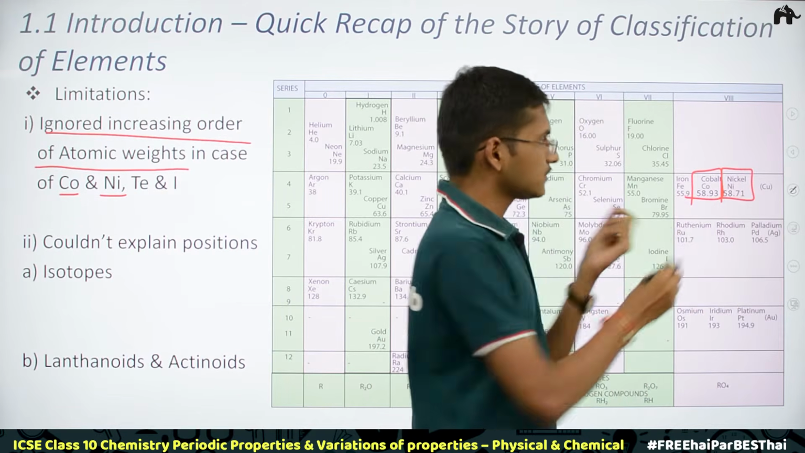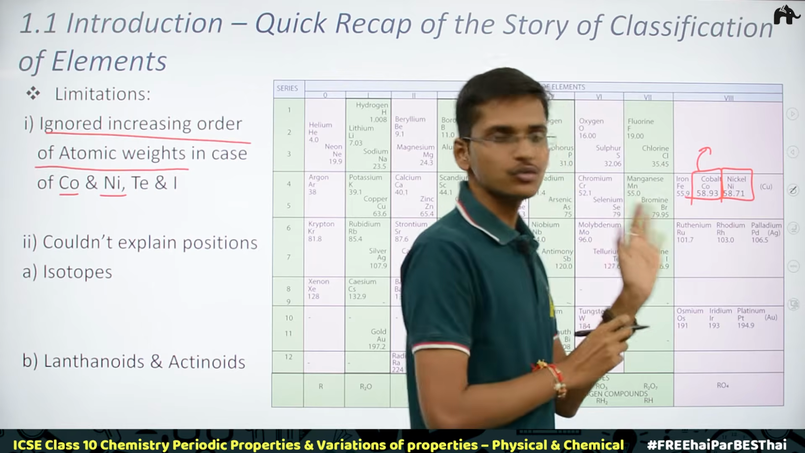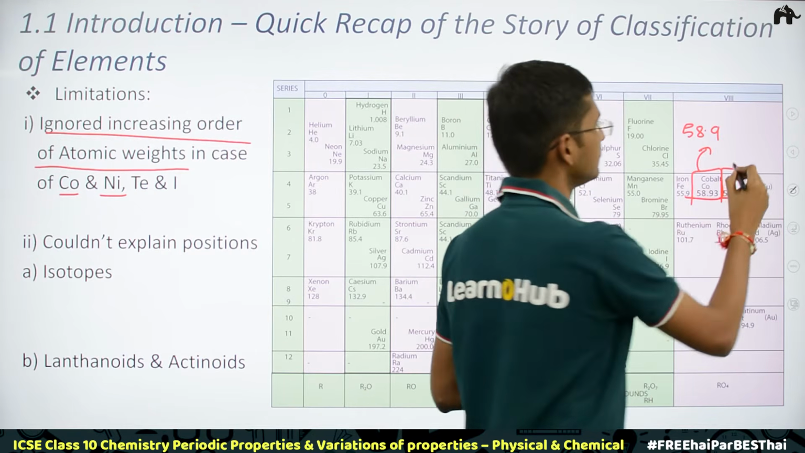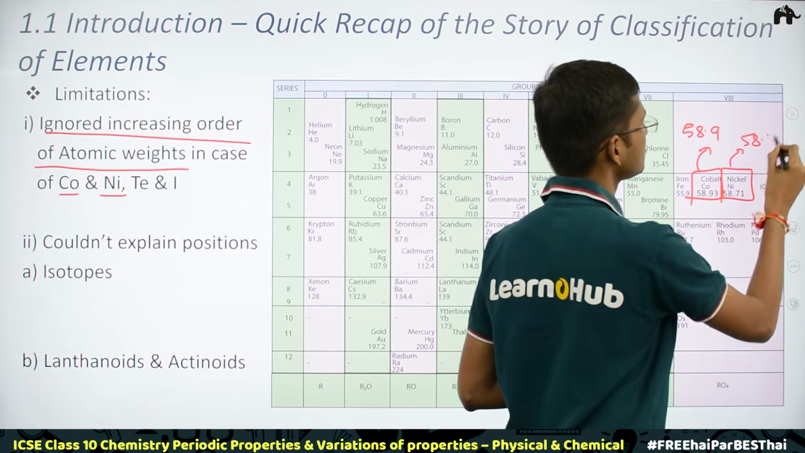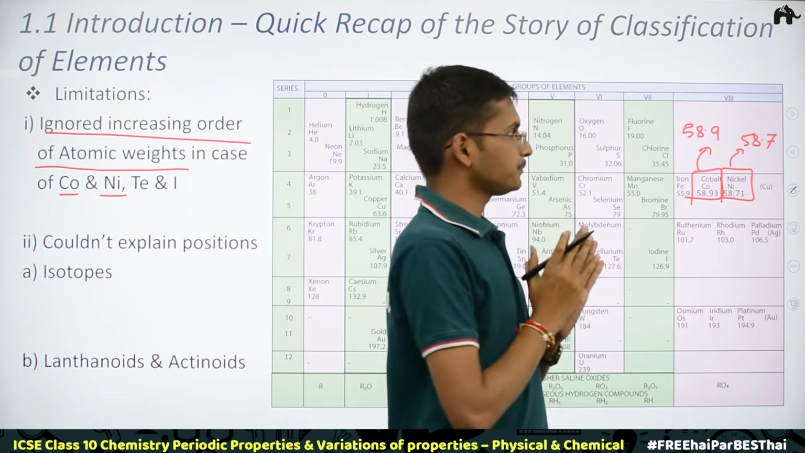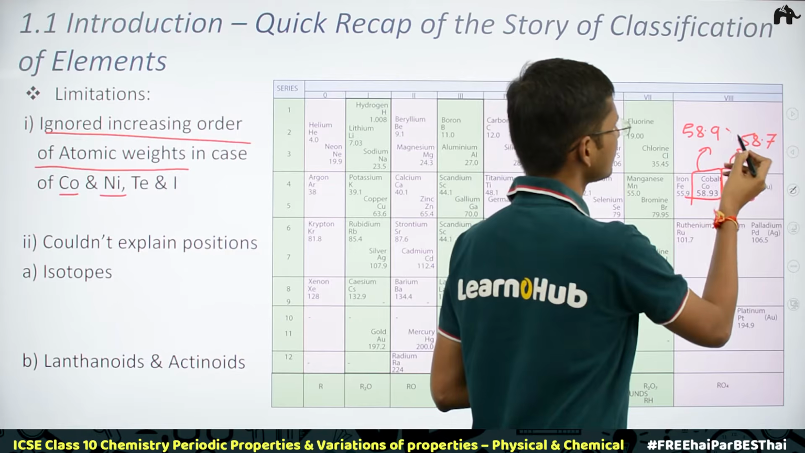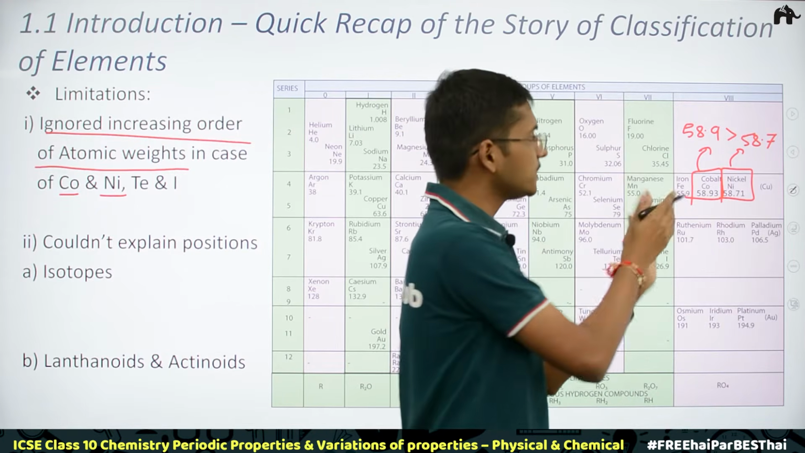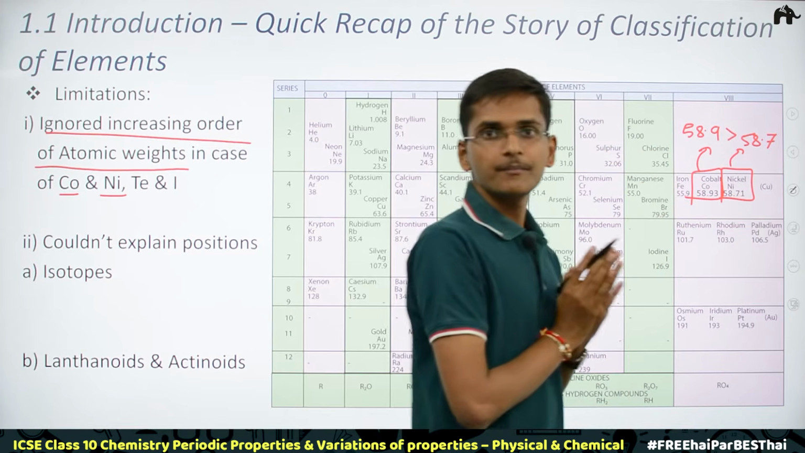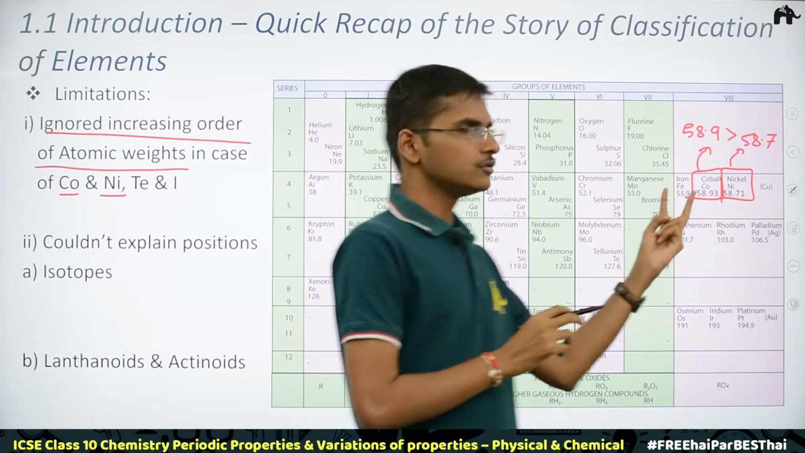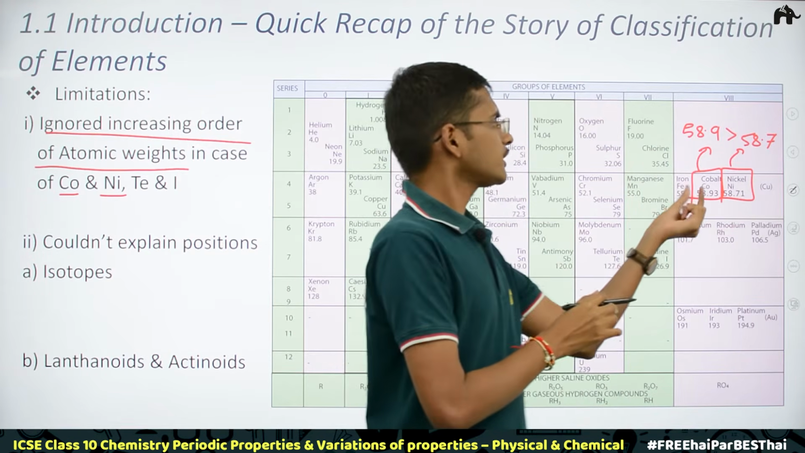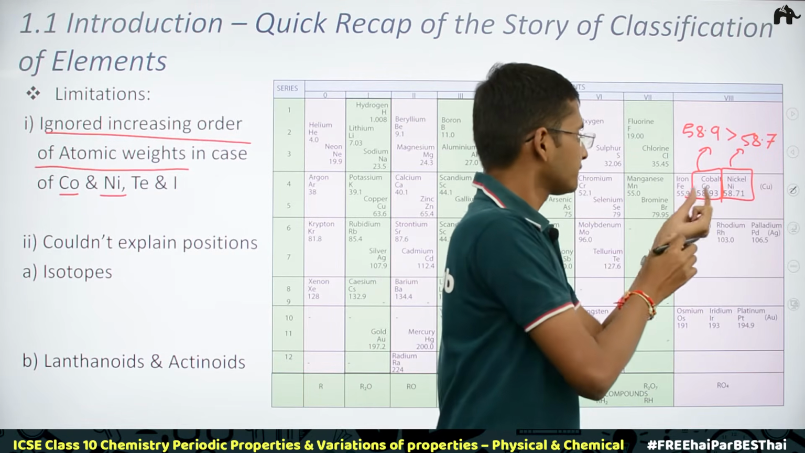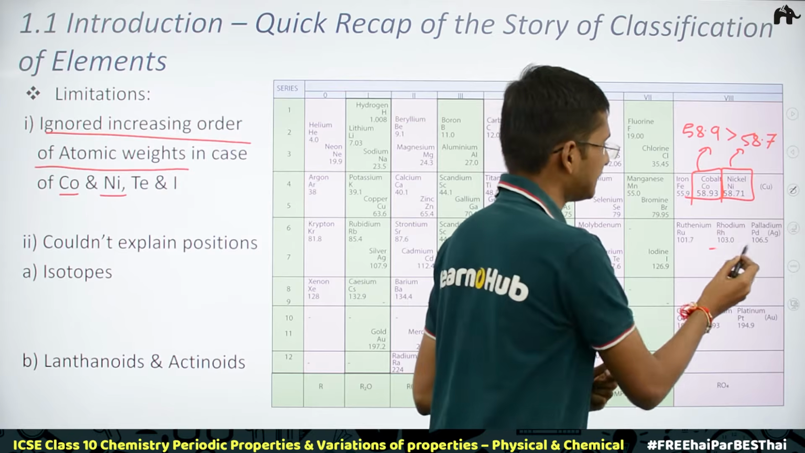Now how did he violate his first rule? See, cobalt has 58.9 atomic weight and nickel has 58.7 atomic weight. You can see clearly that cobalt has a higher atomic weight than nickel, so it should be placed after nickel. But Mendeleev didn't do so, right? Because he wanted to place cobalt along with rhodium and iridium.